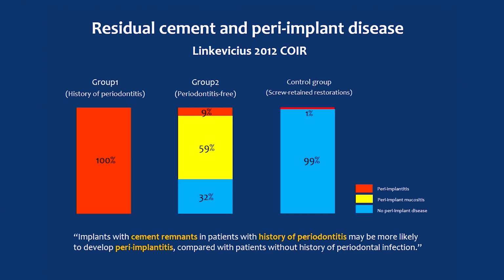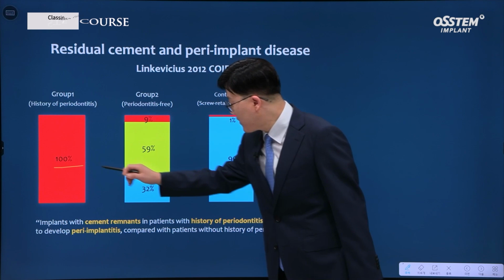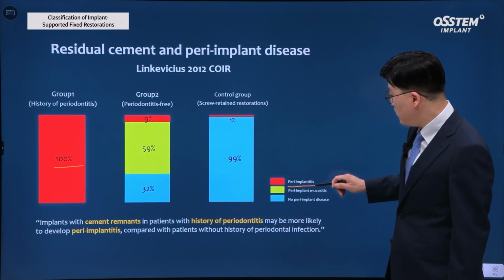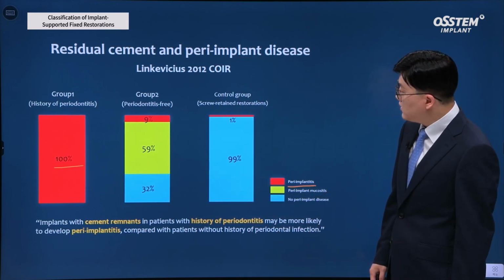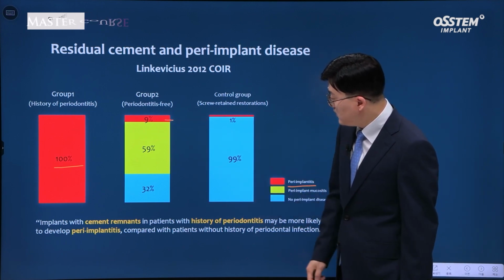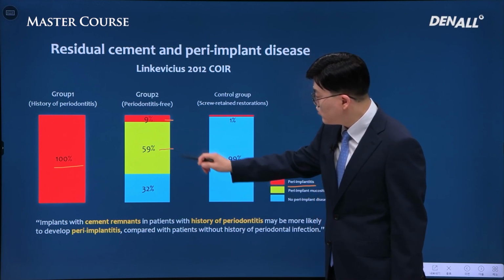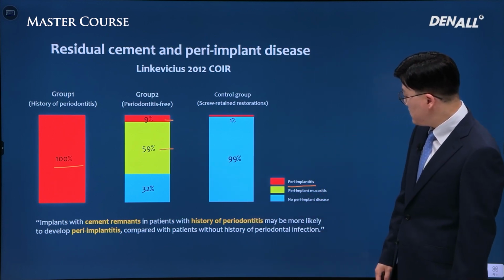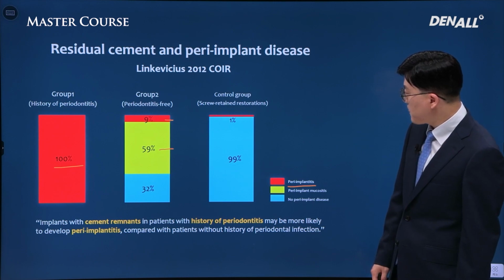If you look at Dr. Linkevicius's literature in 2012, in cement-type prosthesis, in 85% of the time, peri-implantitis disease was observed. In the case of cement type, when the patient has history of periodontitis, in 100% of the time, peri-implantitis was observed. On the other hand, if the patient had no history of periodontitis, the patients exhibited peri-implantitis 9% of the time and peri-implant mucositis about 60% of the time.